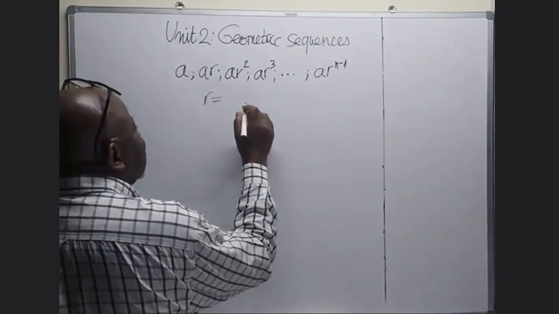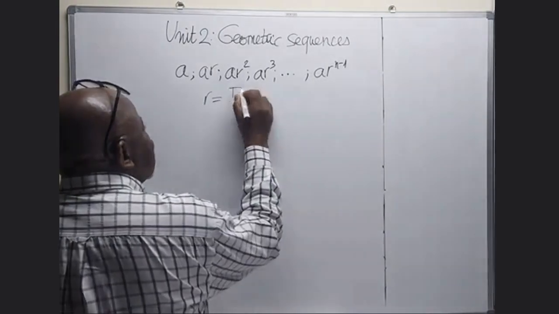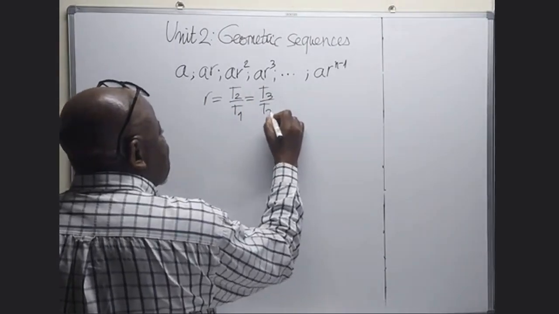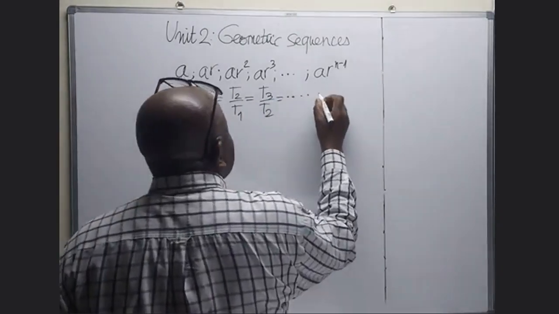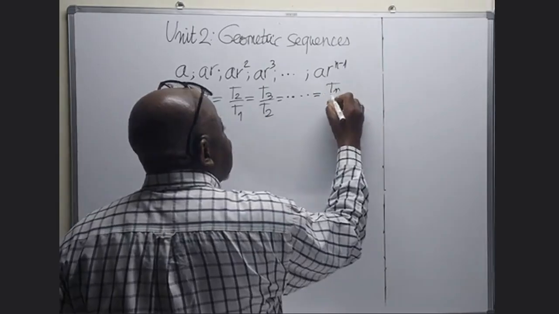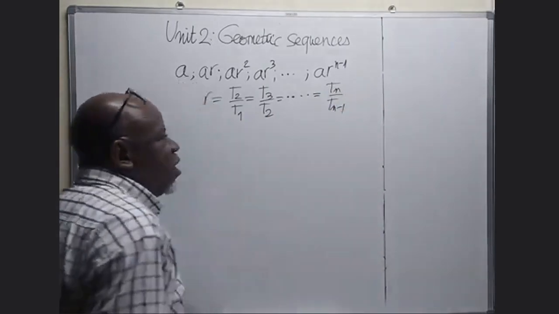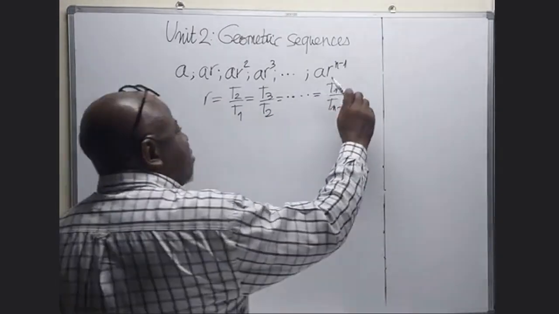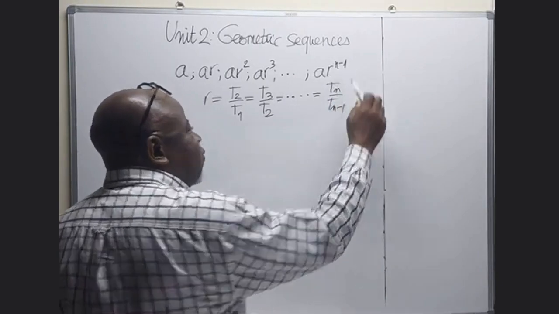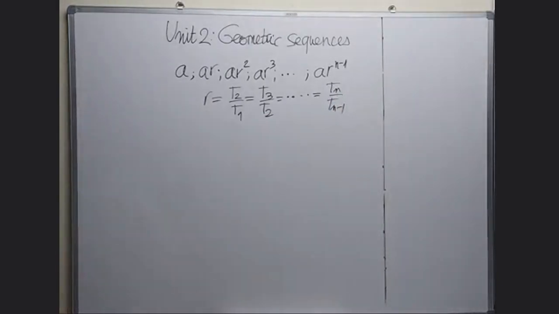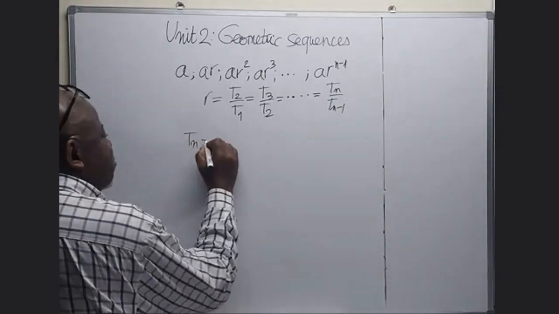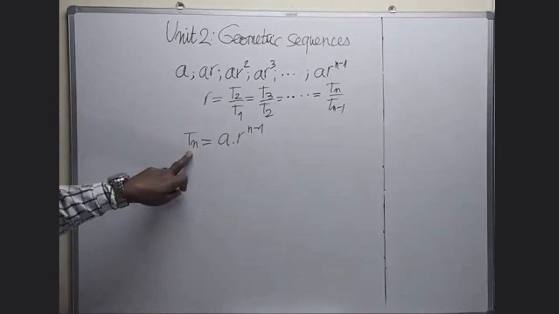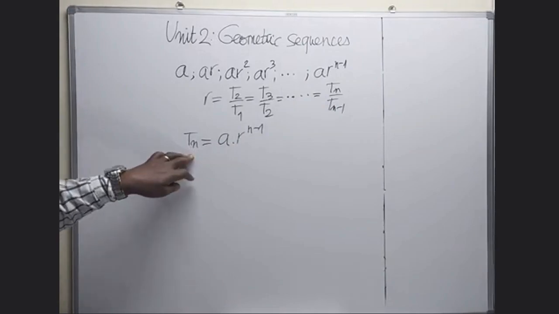R will be equal to T2 over T1, which is equal to T3 over T2, and so on, up to Tn over Tn minus 1. And then A times R to the power of n minus 1 is the general term. So Tn will be equal to A times R to the power of n minus 1. Tn is the value of the last term.